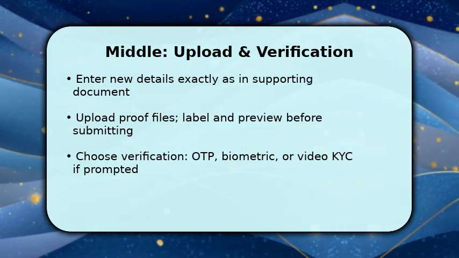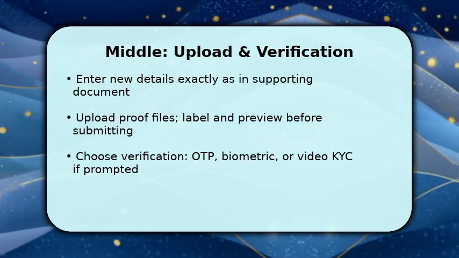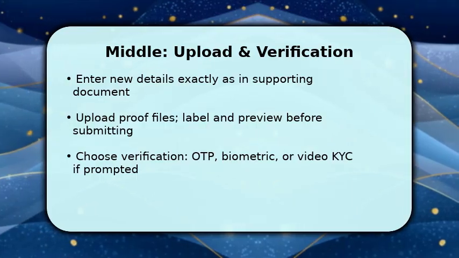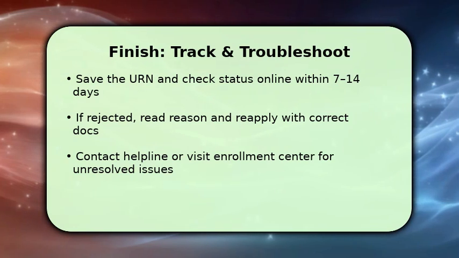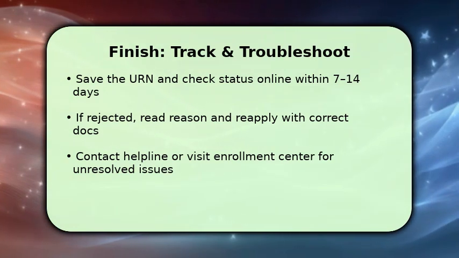Pay the service fee if charged, then review the summary. Confirm submission. After submission, note the URN and track status online. Processing usually takes 7 to 14 days. Once done, you'll receive confirmation or rejection. If accepted, download the updated e-Aadhaar.